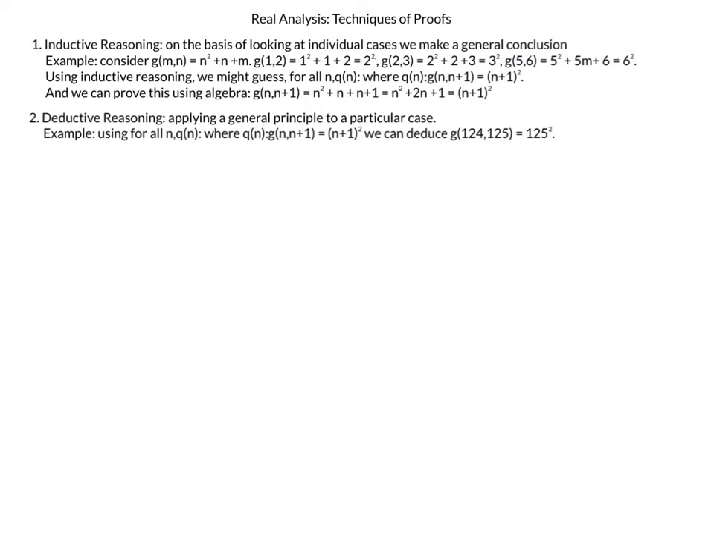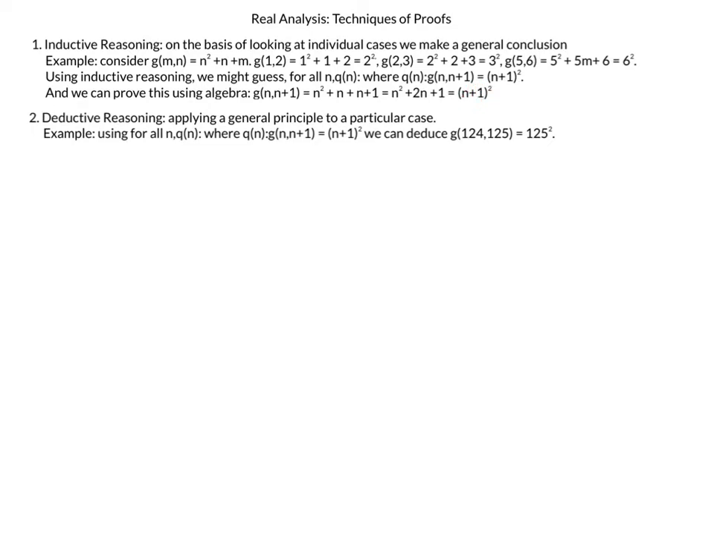What we might guess using inductive reasoning, in other words, by looking at this case, is we might take the guess that for all n, that g, when we plug in n and then n plus 1, is equal to n plus 1 squared. And we can actually prove this using algebra. So if we look at g of n plus 1, we have our n squared plus our n plus 1. And then we do some algebra and we'll see that's equal to n plus 1 squared.